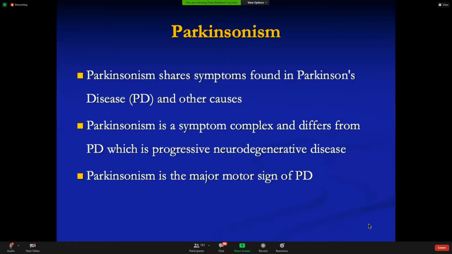Now, as you know, Parkinsonism shares symptoms found in Parkinson's disease and other causes. The major problem of Parkinson's disease is Parkinsonism, even with other causes. The major treatment, or the major medication that I will deliver today, is mostly regarding how to treat Parkinsonism.